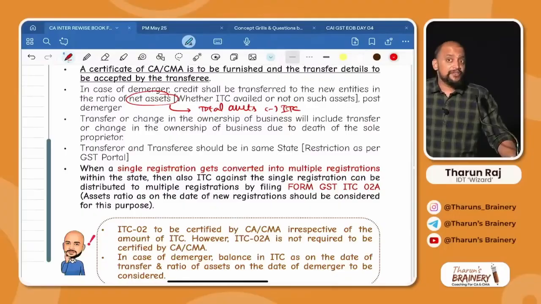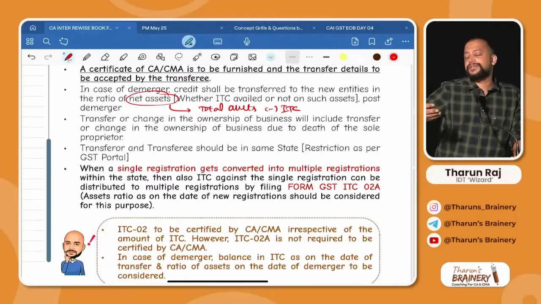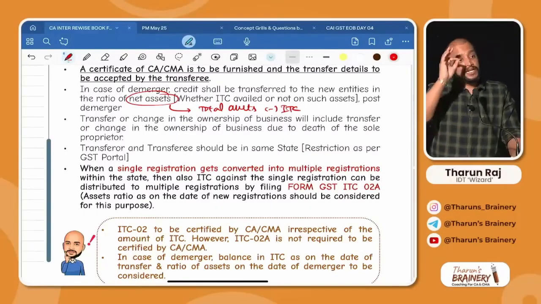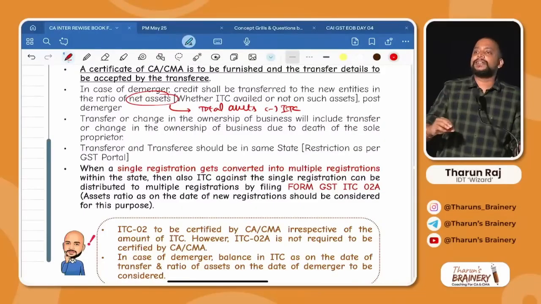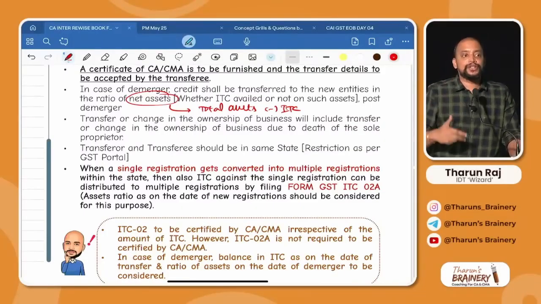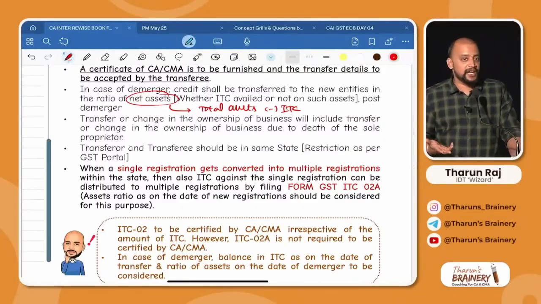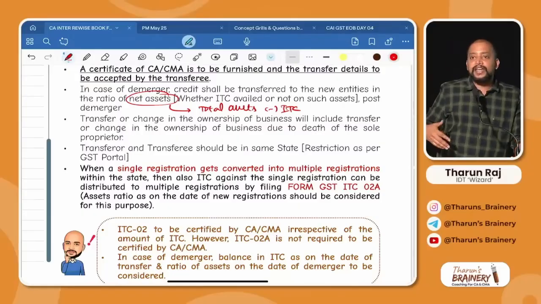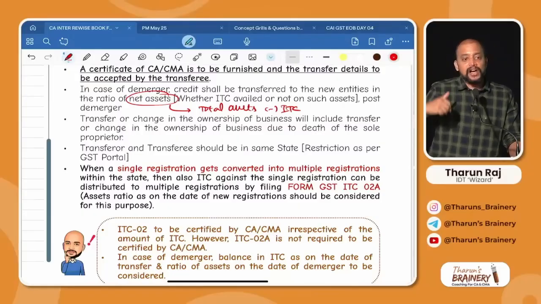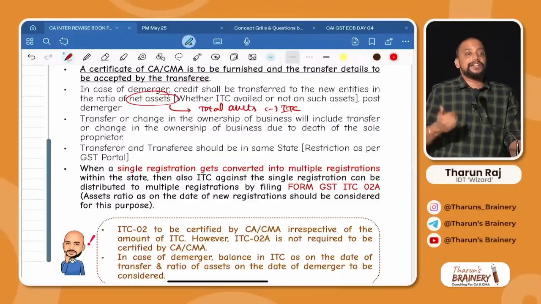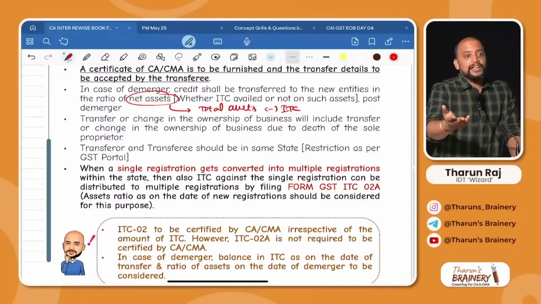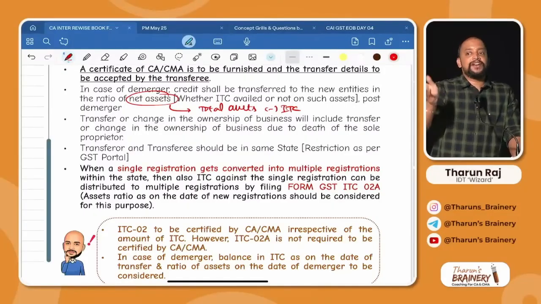Now in that case, from the father's registration to the son's registration, can the ITC be transferred? Yes, it can be transferred. For that, who will file ITC-2? Generally ITC-2 should be filed by the transferor. Now where is the father? Somewhere in heaven or hell. Now how can we call him? We cannot call his soul and he cannot file that. So that's why the transferee will log into the old registration and file ITC-2.